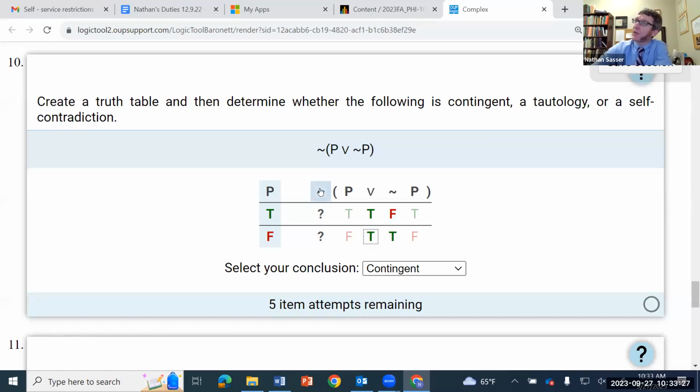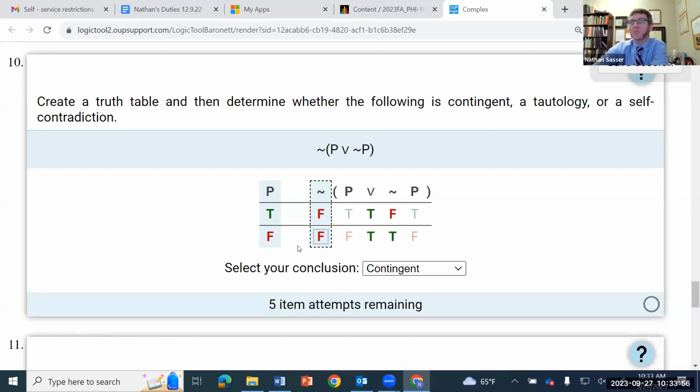And now I can move to the main operator, which is the only logical connective outside of parentheses, which means it's got to be the main operator. And this ranges over everything else that's inside parentheses. And it's going to negate, it's going to flip the truth value of the wedge. So I've got false and false. Okay, now I can determine what kind of statement this is. There's all falses underneath the main operator. That means what you've got here is a self-contradiction.